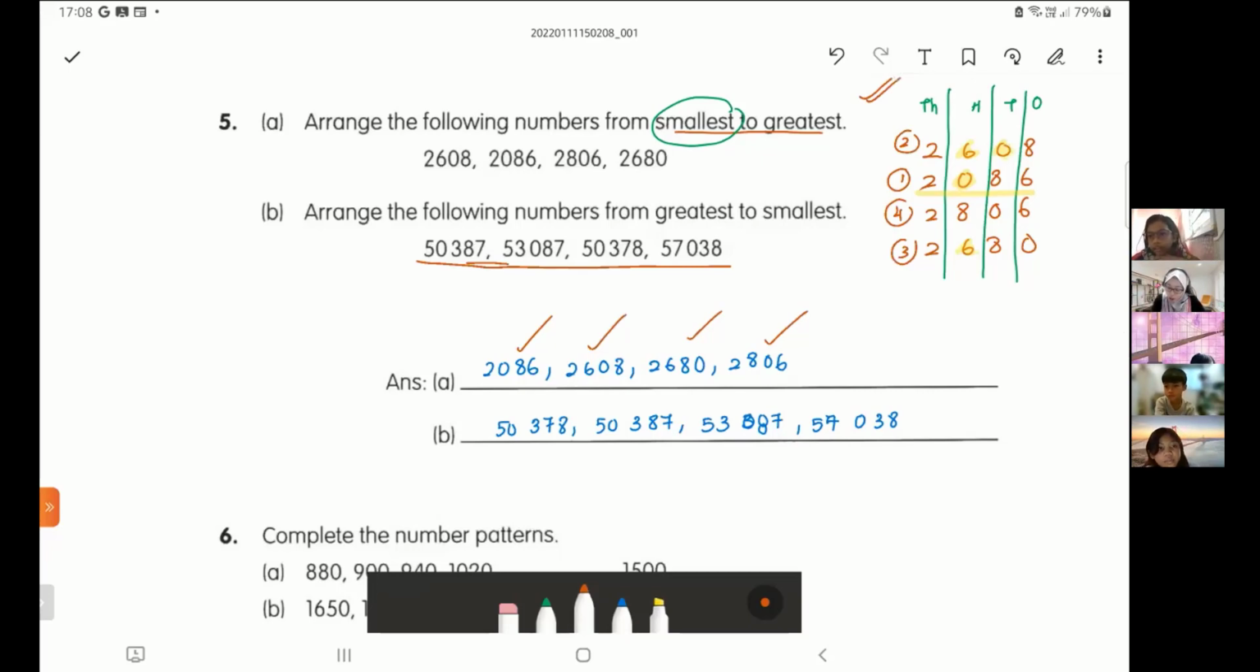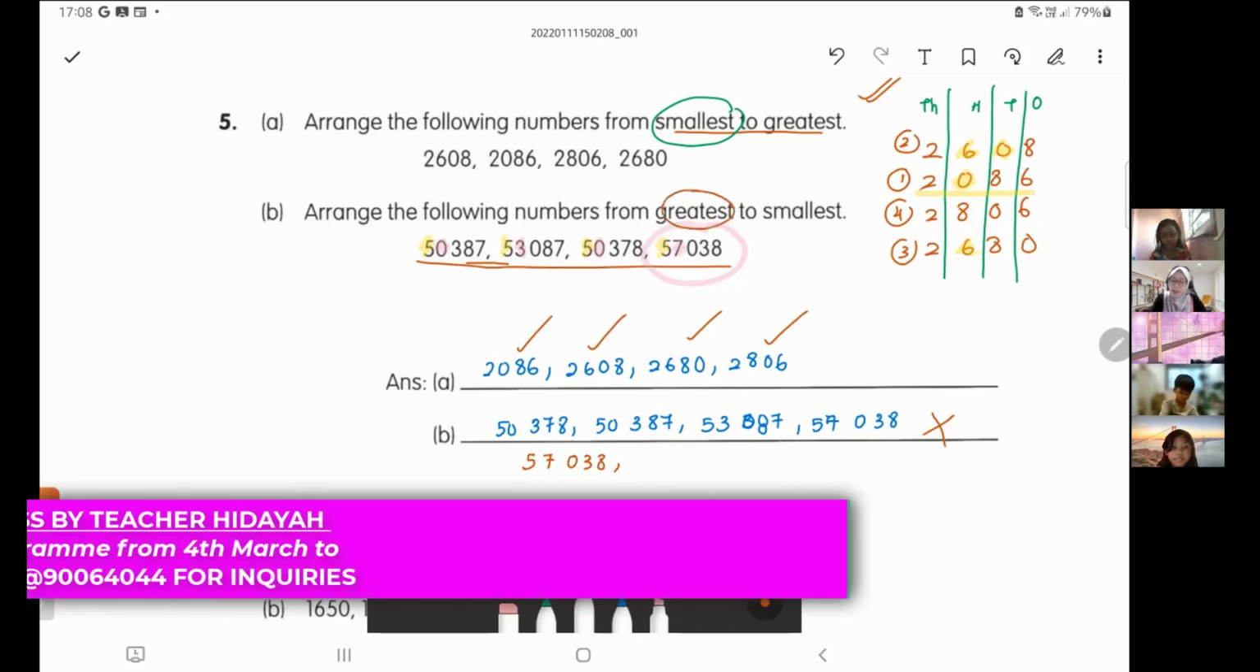Okay. For horizontally, this is how we do it. If I want to teach you, they say greatest, right? So we look at the first number, all 5. Correct. So the same. So we move on to the second number, 0, 3, 0, 7, which is the greatest. This one is the greatest. So if they say from greatest to the smallest, 57038 is the first one. This is wrong. The greatest is 57038 because they say greatest to the smallest.